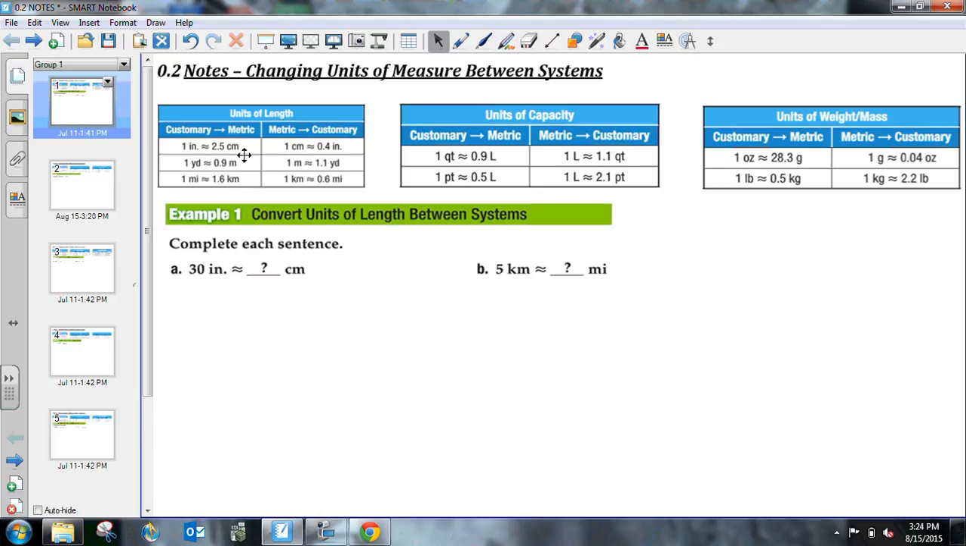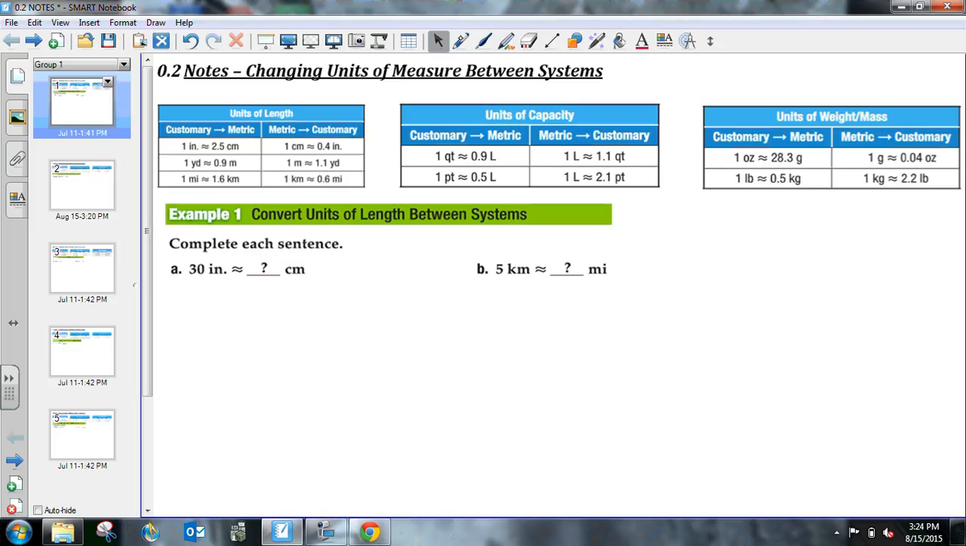So we've got different scales, and we can go from customary to metric or metric to customary. Usually, if we're going from one to the other, we're just going to be multiplying, okay? So let's go ahead and start with example one. I want to convert 30 inches into centimeters.